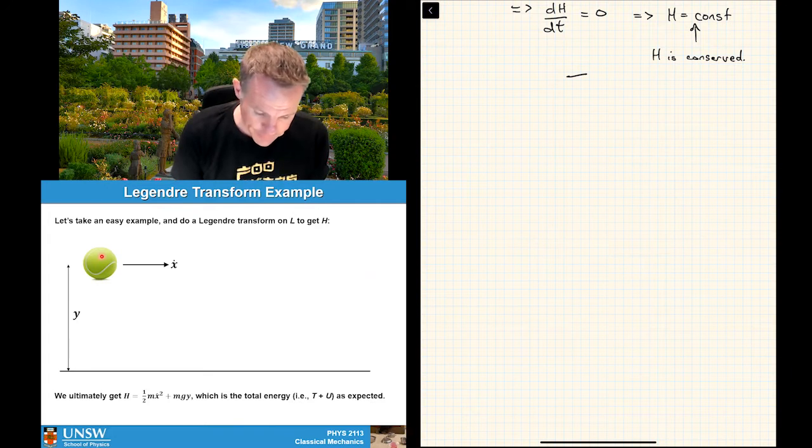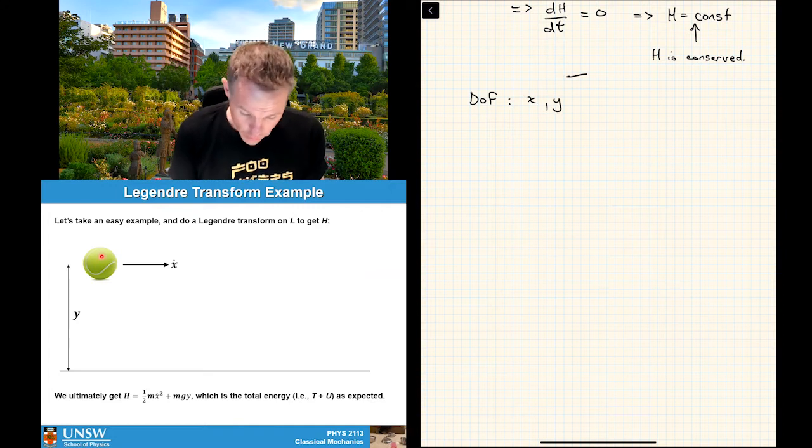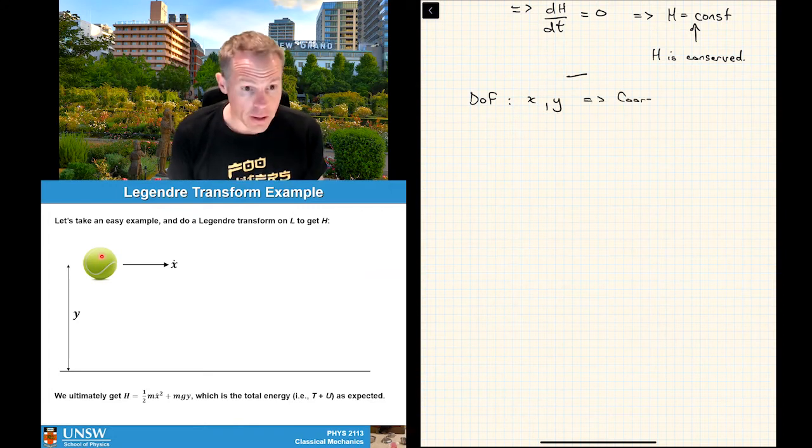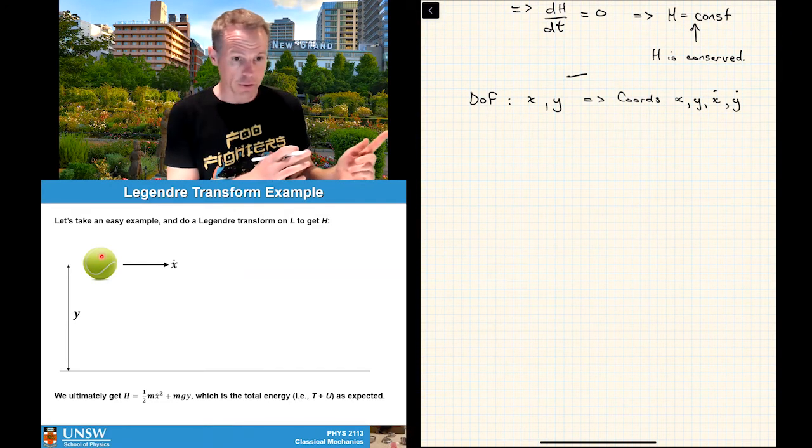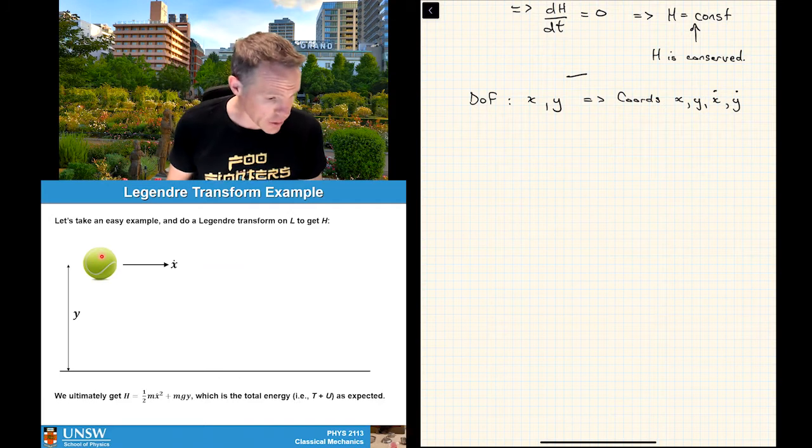And that means that there's going to be 4 coordinates for our Lagrangian version of this. There'll be x, y, x dot, and y dot, okay? Generalized coordinates, the first 2, generalized velocities the second 2.